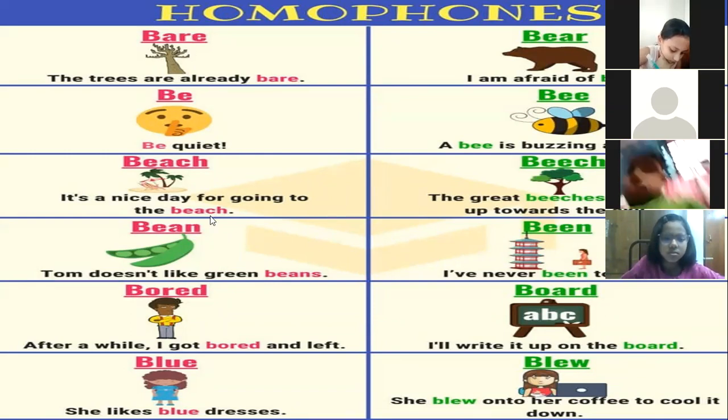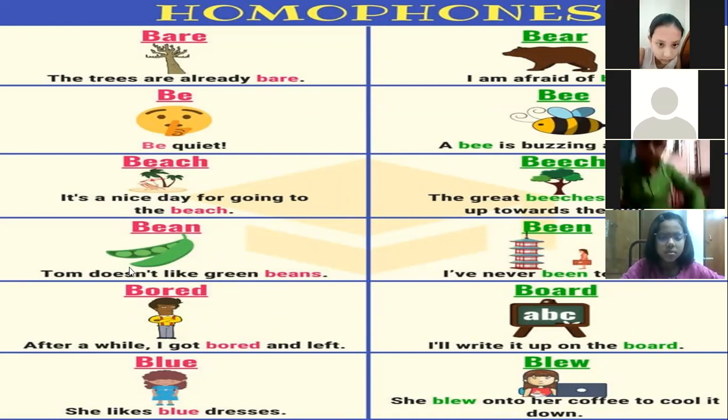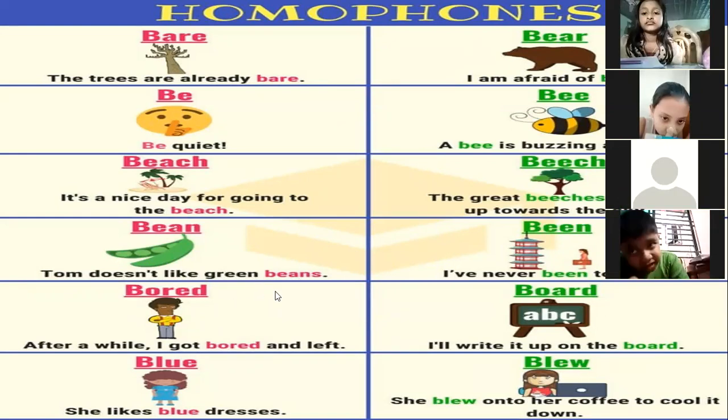Okay, the next one is bean and bean. Same. Ei bean mane hoche tomar motorshuti. And this bean means hoche jawa ba howa. Jemon Tom doesn't like green beans. Tom hoche mane shobuj motorshuti pochondo kore na. Ar I have never been to Japan. Okay, ami kokhono Japane jaini.